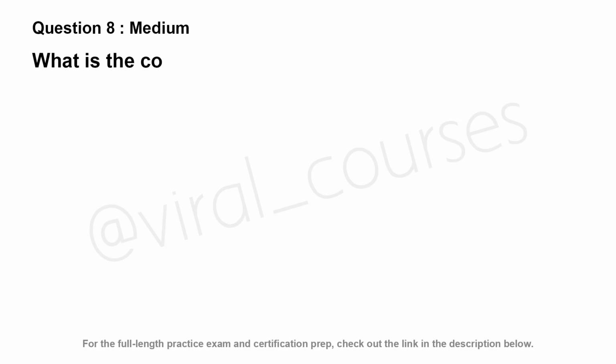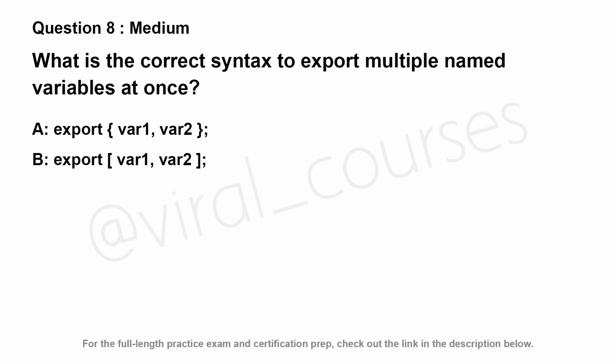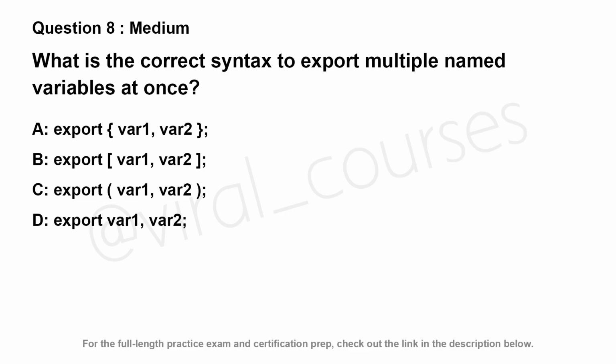What is the correct syntax to export multiple named variables at once? Option A, export var1, var2. Option B, export var1, var2. Option C, export var1, var2. Option D, export var1, var2.